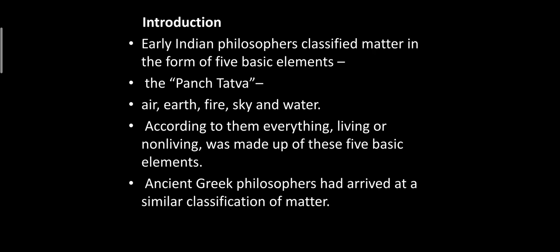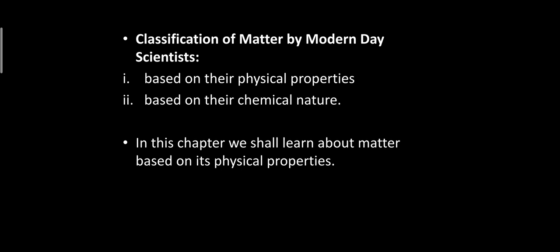Coming to the introductory part of matter. Earlier, Indian philosophers classified matter into five basic elements. These five basic elements are known as Panch Tatva, that is air, earth, fire, sky and water. According to them, everything, living or non-living, is made up of these five elements. Even the Greek philosophers arrived at a similar classification and accepted this Panch Tatva. Modern day scientists have classified these on the basis of their physical nature and chemical nature. In this chapter, Matter in Our Surroundings, we'll deal with the physical properties of matter, and in our coming chapter we will deal with the chemical nature.